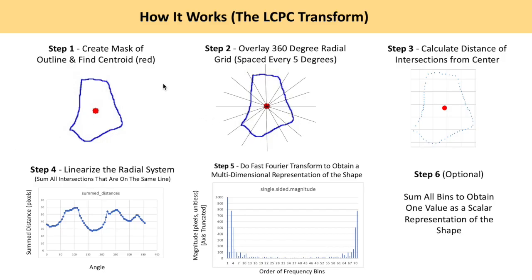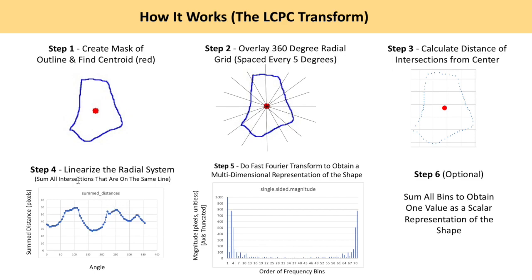Briefly, let me describe how the LCPC transform works, which is the core algorithm within ShapeGenie. So in step one, if this is the shape that you want to measure, since it's a closed shape, I apply the radial grid system, which looks for the center of the bounding box that would encapsulate the shape of interest. And that center is the origin from which radial grids emanate. And ShapeGenie will calculate the distance between every intersection of a radial line to this center point. And that distance is then linearized, as in step 4.